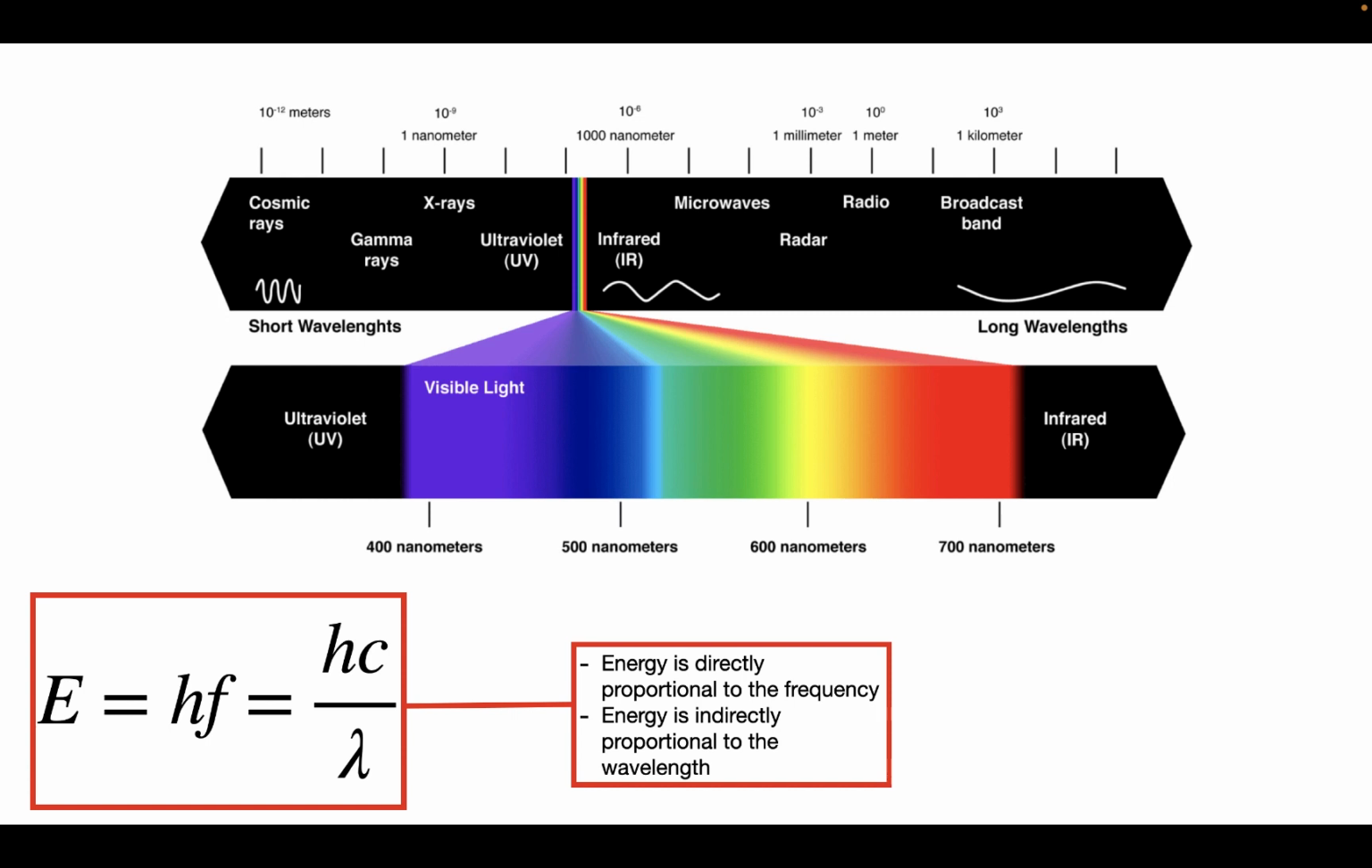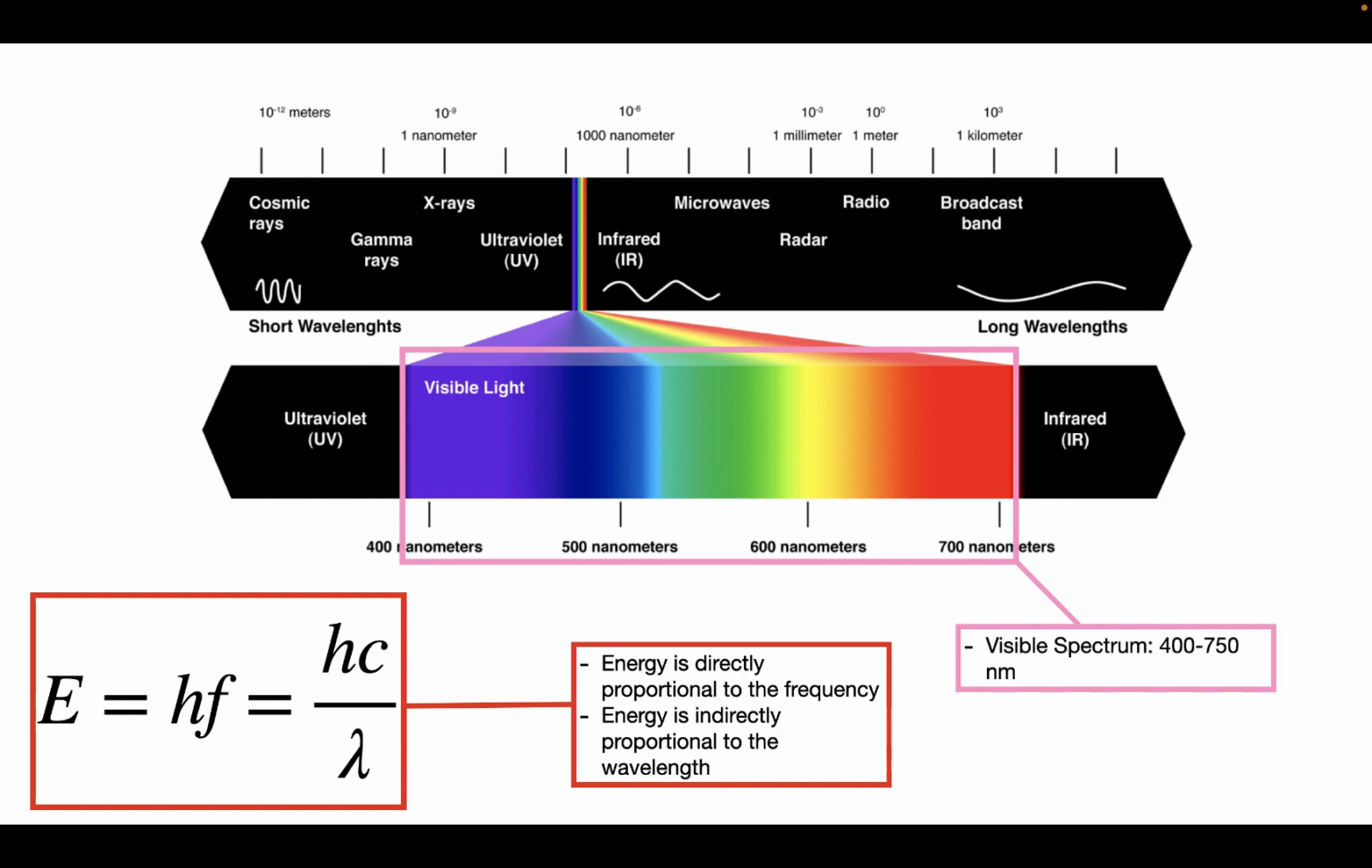The most important part of the electromagnetic spectrum is the visible light spectrum. The visible light spectrum spans from 400 to 750 nanometers, and this is what our eyes are able to perceive.